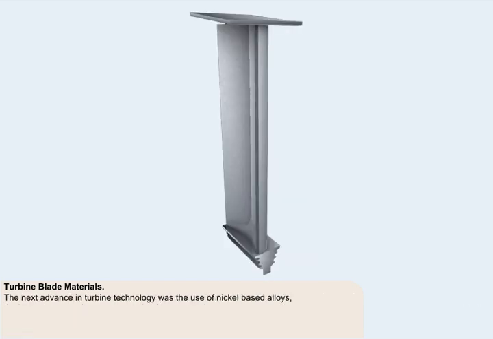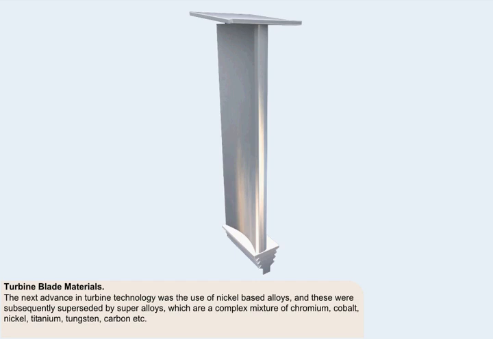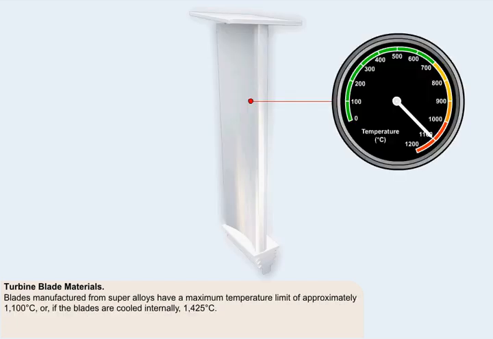The next advance in turbine technology was the use of nickel-based alloys. These were subsequently superseded by superalloys. Superalloys are a complex mixture of many different metals: chromium, cobalt, nickel, titanium, tungsten, carbon, etc. Blades manufactured from superalloys have a maximum temperature limit of approximately 1100 degrees Celsius, or, if the blades are cooled internally, 1425 degrees Celsius.